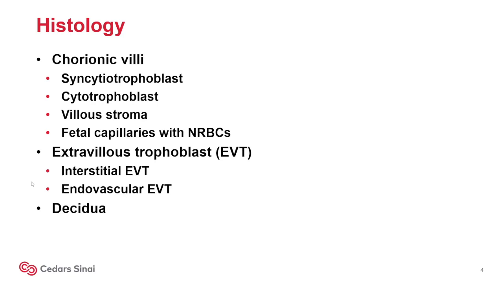And then we have the trophoblastic cells that are not syncytial or cytotrophoblasts that are called extravillous trophoblasts. In the past, those were known as intermediate trophoblasts, but now the preferred nomenclature is extravillous trophoblasts, and there are two subtypes, interstitial and endovascular, and finally the decidua. Now we're going to move on to the slides, the virtual microscopy, and we'll be looking into these components.